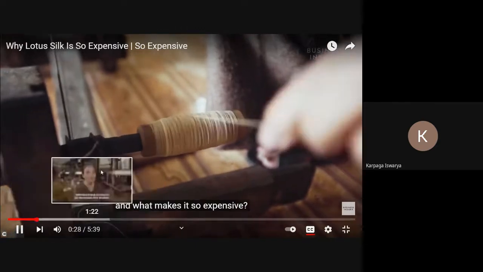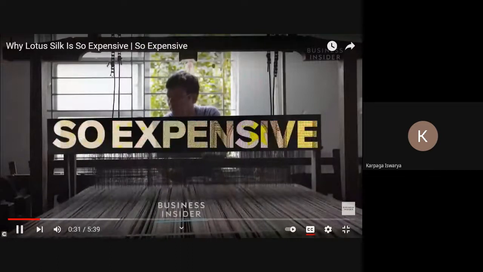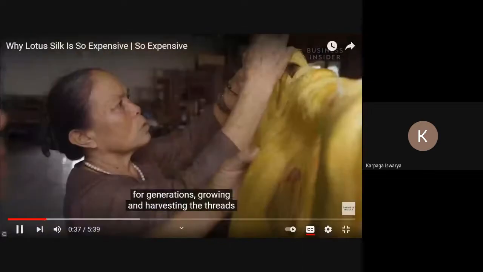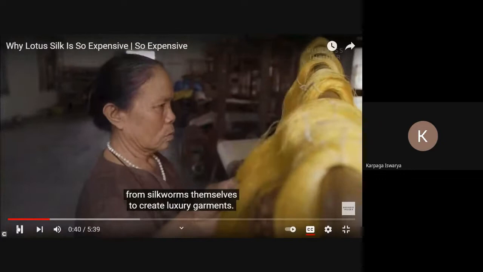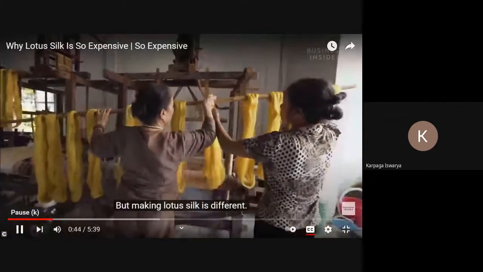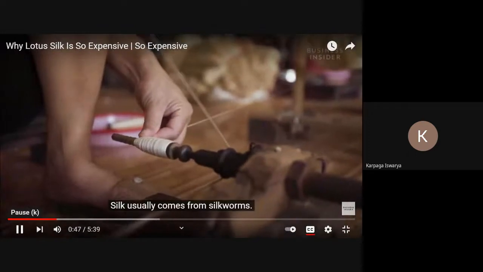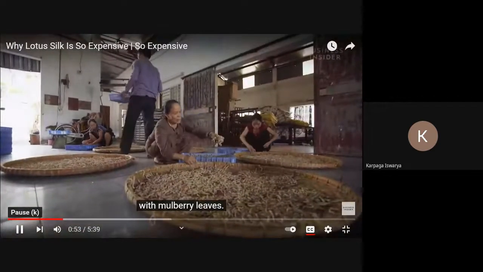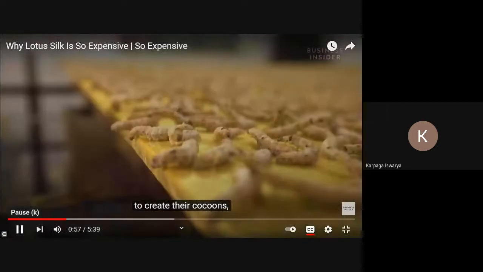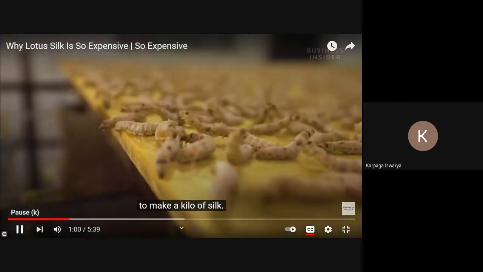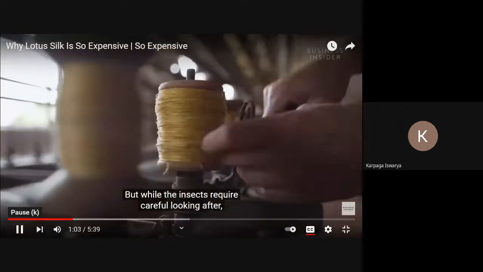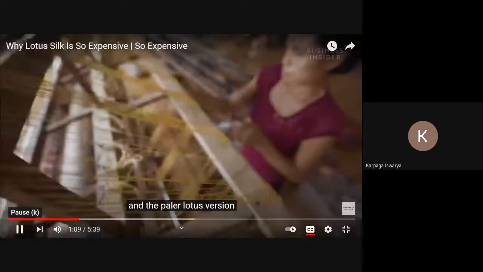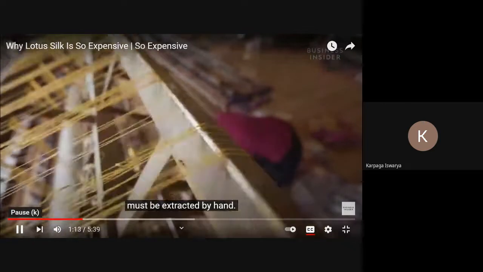How is it made? And what makes it so expensive? Phan Thi Thuan's family have been making silk for generations, growing and harvesting the threads from silkworms themselves to create luxury garments. But making lotus silk is different. Silk usually comes from silkworms. They're kept on wide trays and need to be fed almost 24 hours a day with mulberry leaves. The caterpillars delicately spin threads to create their cocoons, and it can take hundreds of silkworms to make a kilo of silk. But while the insects require careful looking after, they do most of the hard work themselves. The key difference between the bright yellow silk and the paler lotus version is that every single strand of lotus silk must be extracted by hand.